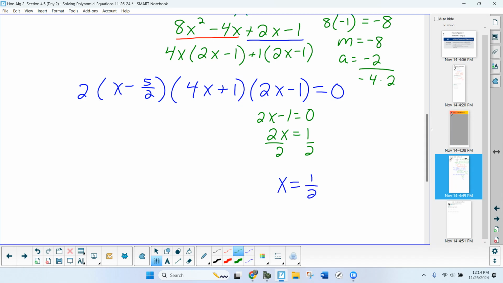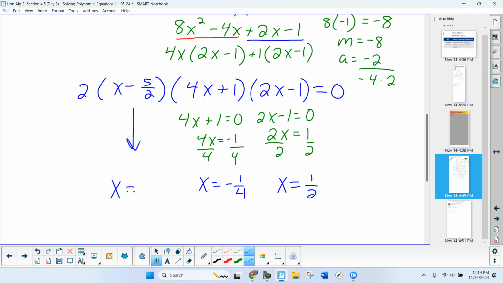Okay, how about here? When you set this one equal to 0, what are you guys going to do? Subtract 1 and then what? Divide by 4 and x is negative 1/4. And we already solved this one. It was what? 5 halves. Does that 2 help us at all? No. It goes away. 2 cannot equal 0. We're done.